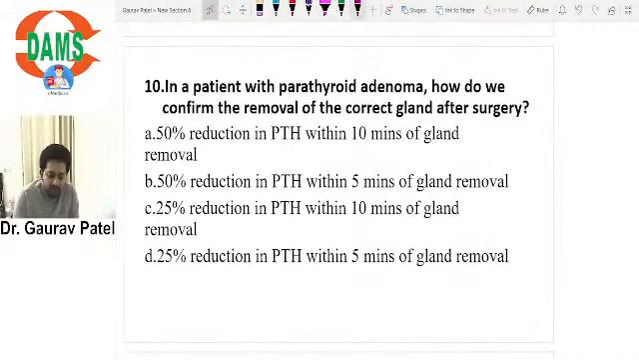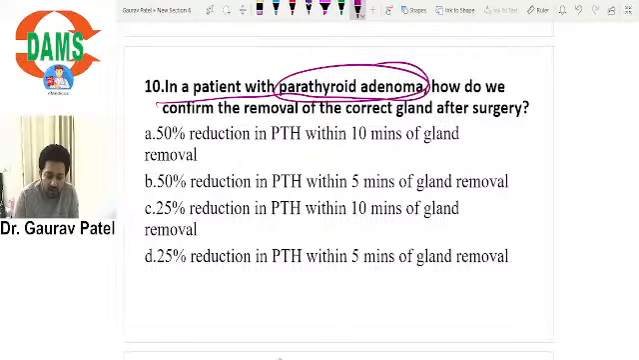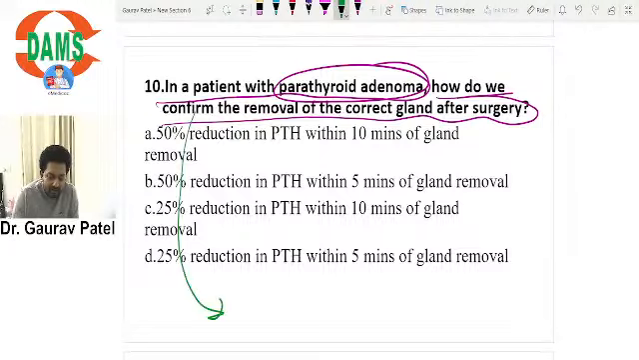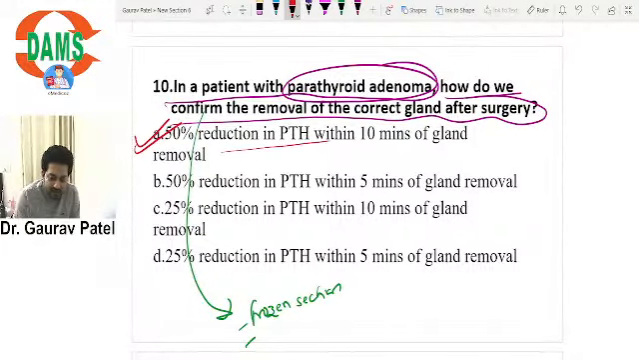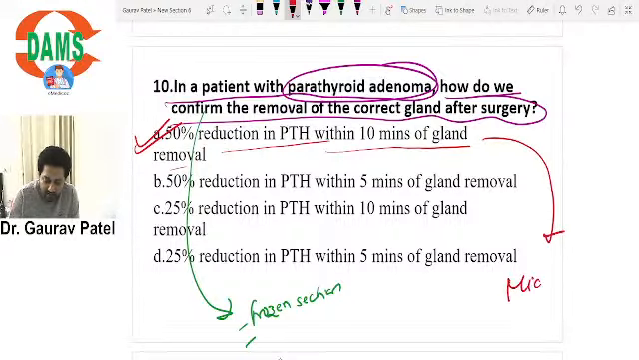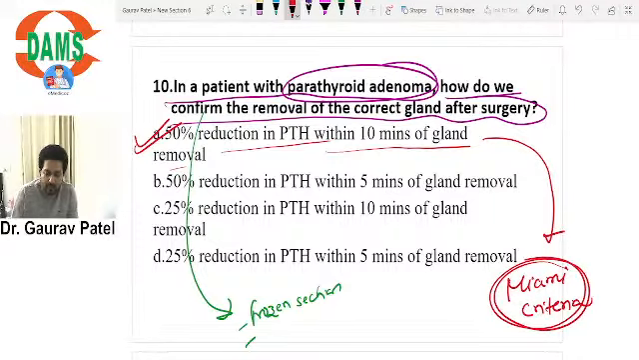Next question, in a patient with parathyroid adenoma, how do we confirm the removal of the correct gland after surgery? One way of confirming is you do the frozen section. But suppose frozen section is not available, how will you know that the thing which you have removed is the correct thing? 50% reduction in the serum PTH within 10 minutes of the gland removal. What is the name of this? This is Miami criteria.